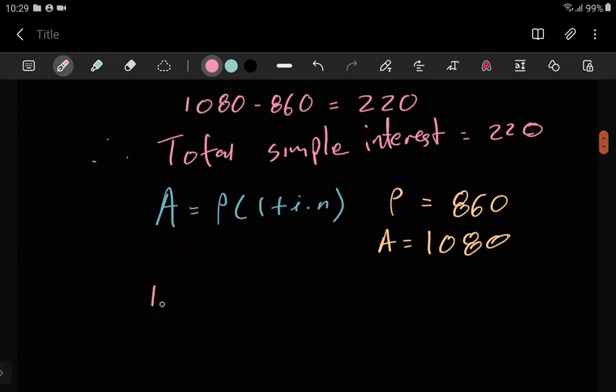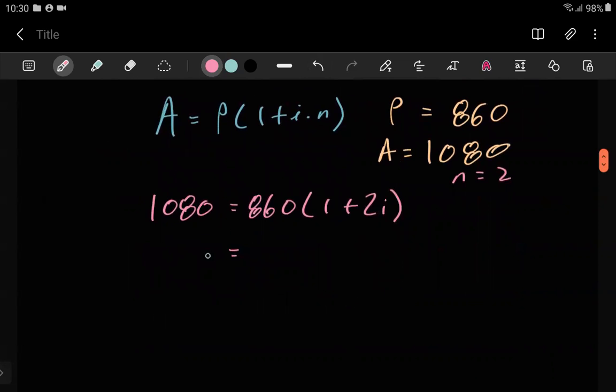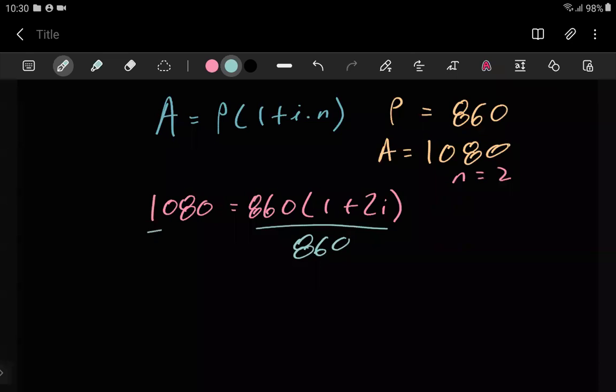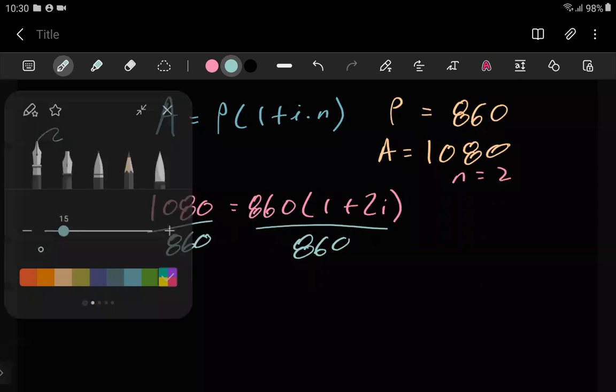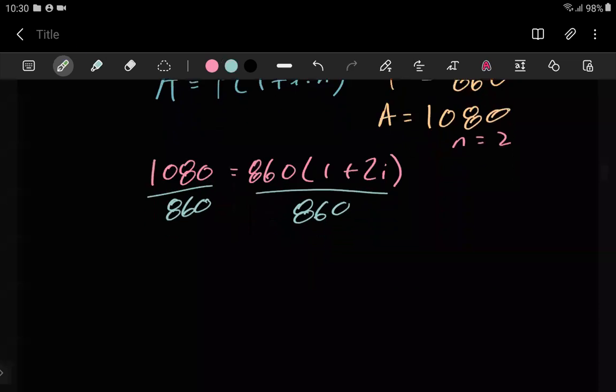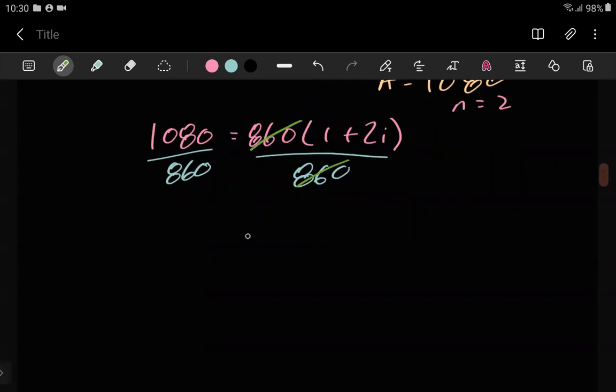And then we can just see here, 1080 equals 860 times 1 plus, we're looking for I, and here we can just say 2. So it's going to be 2 times I. And then here we're going to have to solve for I. Dividing both sides by 860. That's the first thing we do, right? So what is 1080 divided by 860? This cancels this. 1 plus 2i.